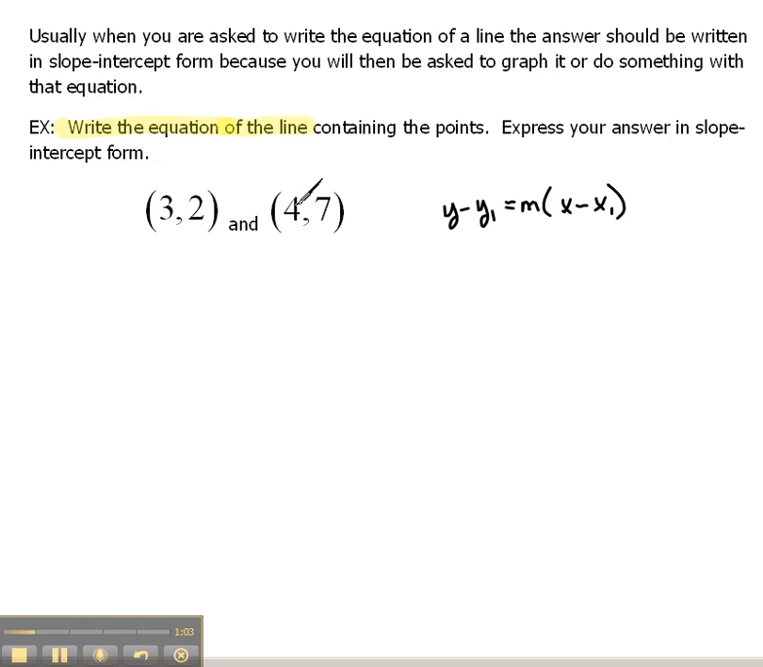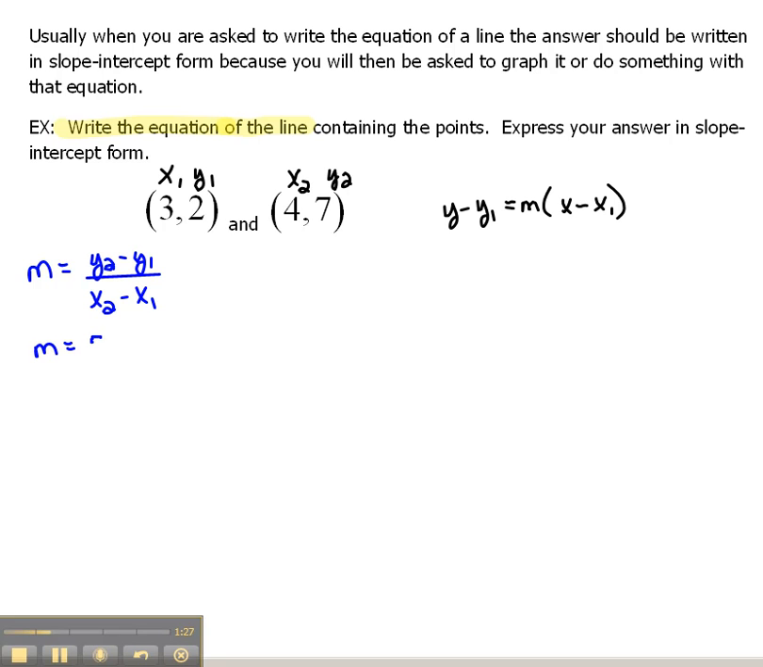They didn't give us the slope, but we can find the slope, as long as we label our points as x1, y1, and x2, y2. Now remember your formula for your slope. You're going to be using this all the time: y2 minus y1 over x2 minus x1.